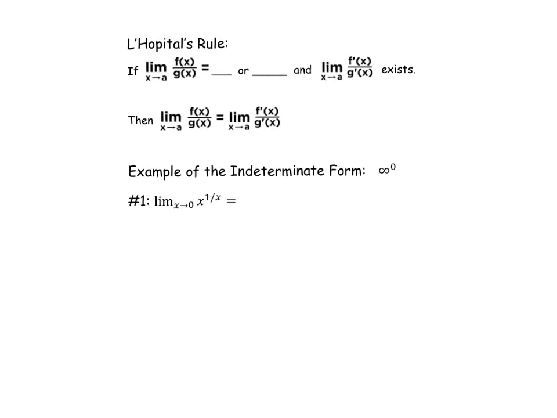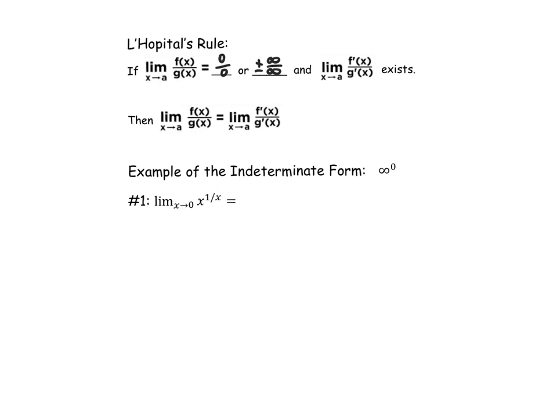So let's get started. Just a reminder with regards to L'Hopital's Rule: if the limit as x approaches a of f of x over g of x is equal to either 0 over 0 or plus or minus infinity over infinity, and the limit of f prime of x over g prime of x exists, then the limit of f of x over g of x as x goes to a is equal to the limit as x approaches a of the derivative of both of those functions.